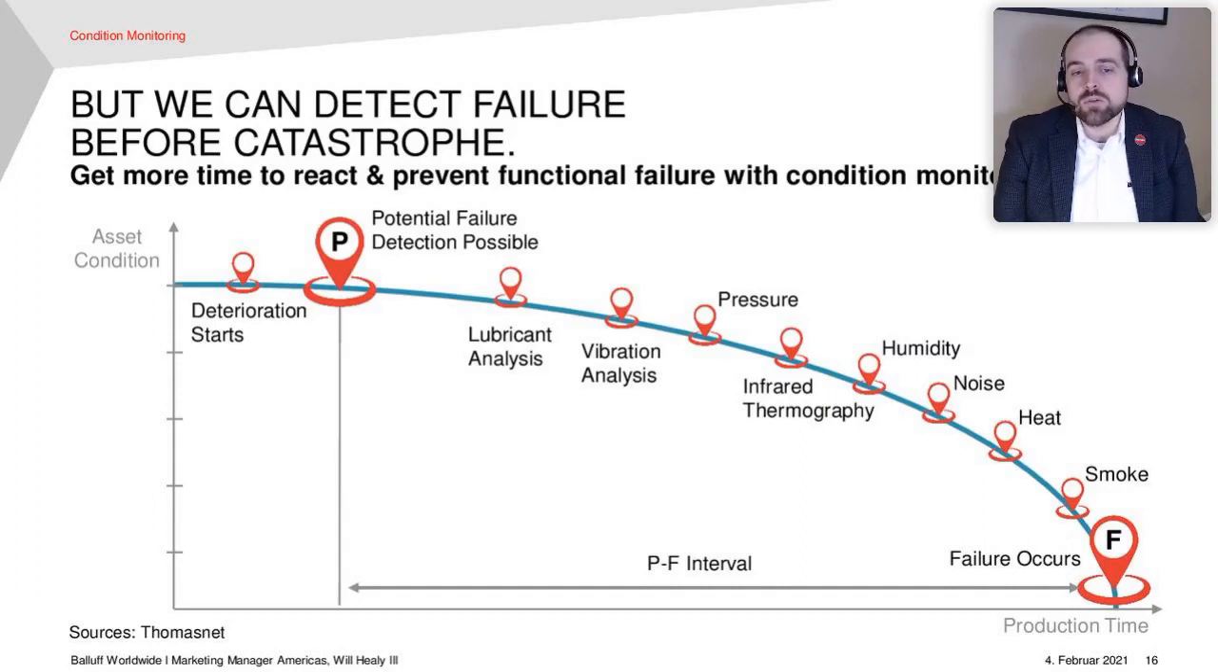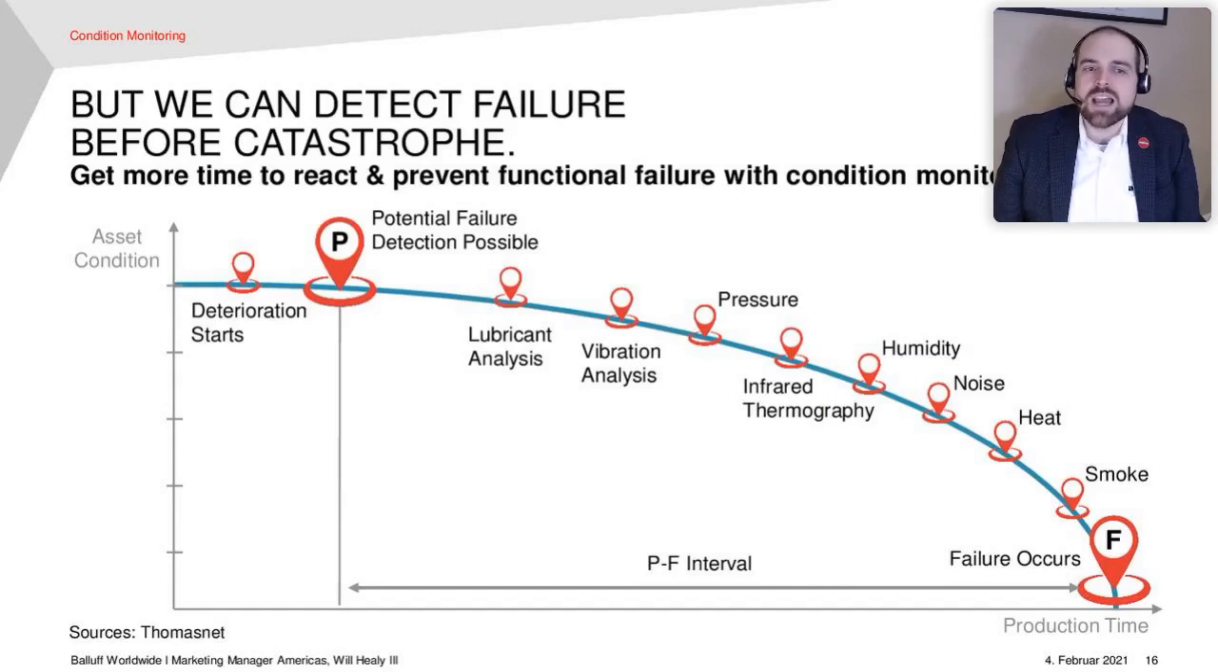So, what is the deterioration? Is it from lubricant analysis or vibration analysis? Can we look at pressures or humidities, noises, heats? And then if something's smoking, we all know, that thing's pretty close to failure if it's smoking. But there are a lot of indicators before that, especially heat and vibration, that can be utilized to prevent catastrophic downtime. And so we want to be able to detect failure before catastrophe as best as we can.